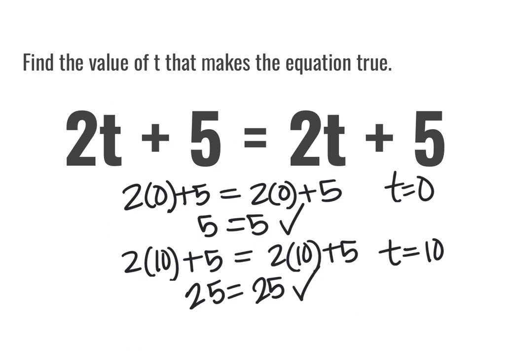So now I've tried 2 different values for t and both of them worked. Why do you think that is? Is it because the expressions on either side of the equal sign are the same? Yes, that is why that works. So let's look at another one.